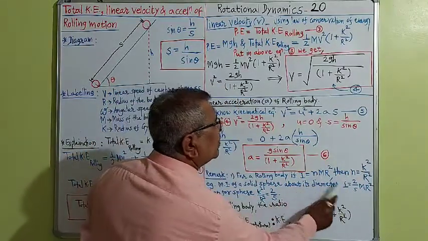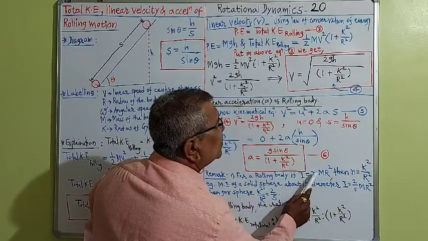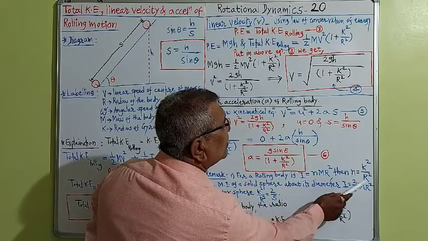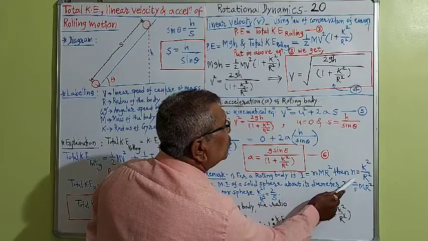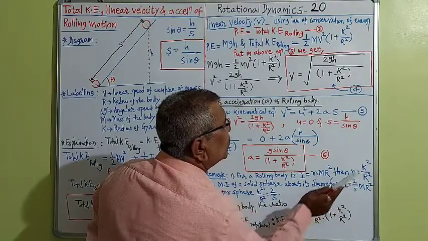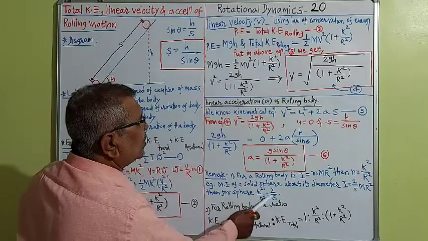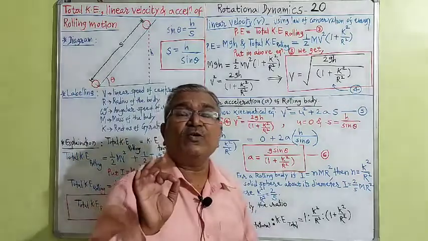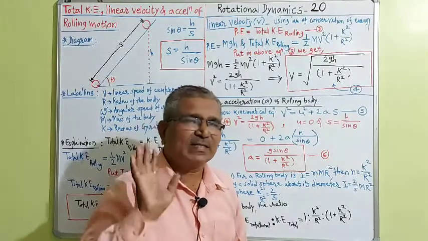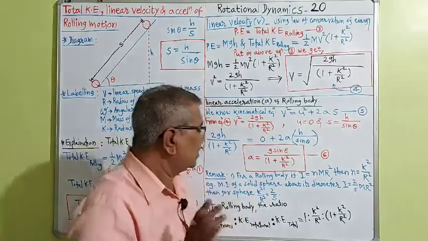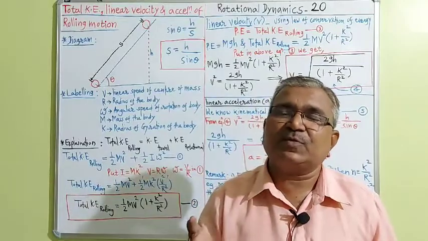By comparing these two equations, it clearly indicates that the value of small n is equal to k square upon r square, and k square upon r square is equal to what? 2 by 5, because small n is equal to 2 by 5 and n is equal to k square upon r square. From this it clearly indicates that for a sphere k square upon r square is equal to 2 by 5. When the value of k square upon r square is equal to 2 by 5, then the body is a solid sphere, like this. This is the most important thing, and this formula we should remember always for solving various types of numericals.